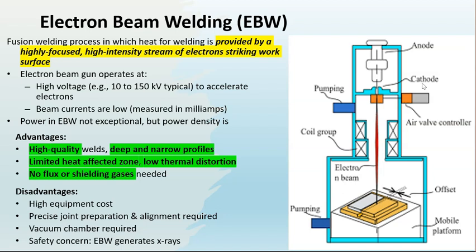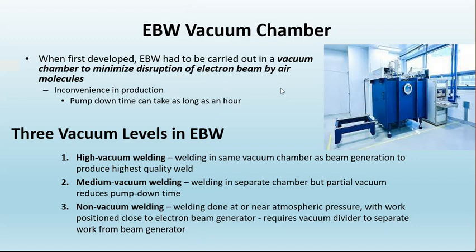The disadvantage is that this equipment is high cost because you need to produce the high accelerating electrons, and it needs precise joint preparation. So you need to do the alignment and clamping, and you need a vacuum chamber, so this is not portable. And there is a safety concern about the X-rays generated from the electron beam process. You need a vacuum chamber to minimize the scattering of the electron beam by air molecules, so you have to take out the air molecules. And these are the levels of vacuum chamber.